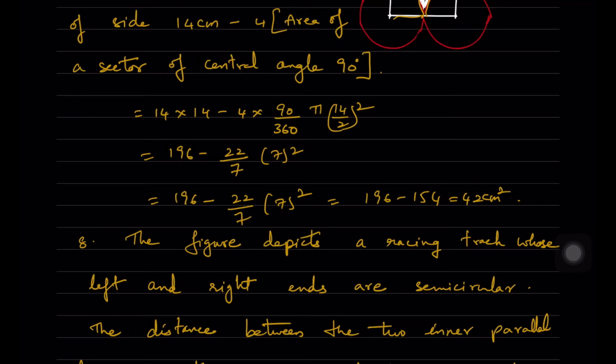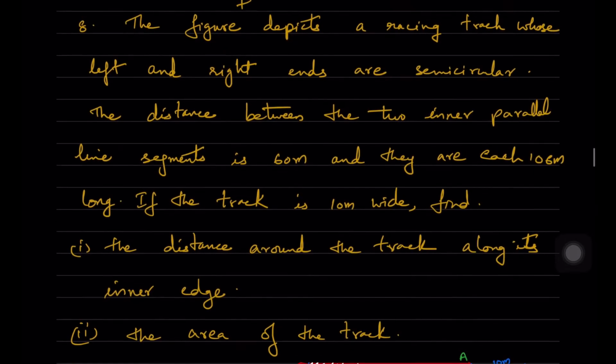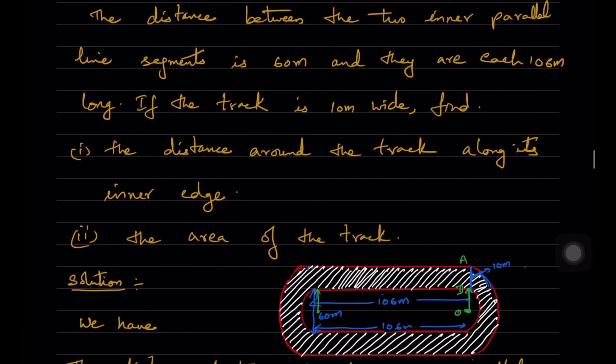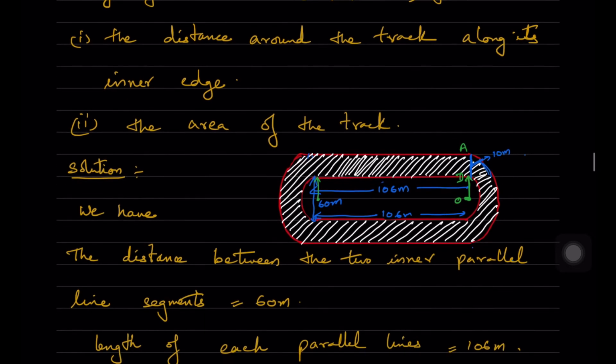The figure depicts a racing track whose left and right ends are semicircular. The distance between the 2 inner parallel line segments is 60 meters and they are each 106 meters long. If the track is 10 meters wide, find the distance around the track along its inner edge and also the area of the track.